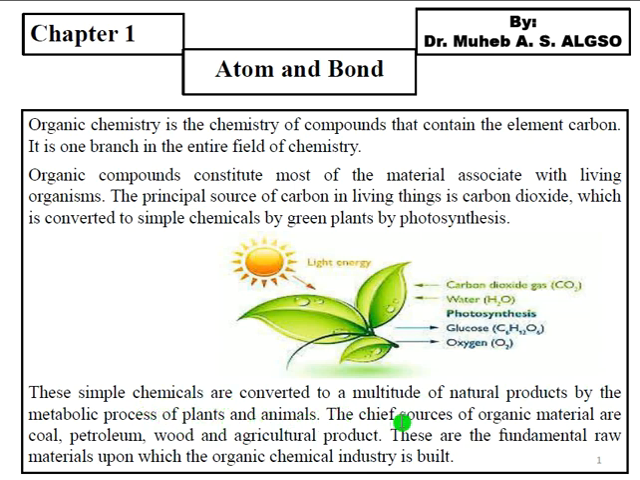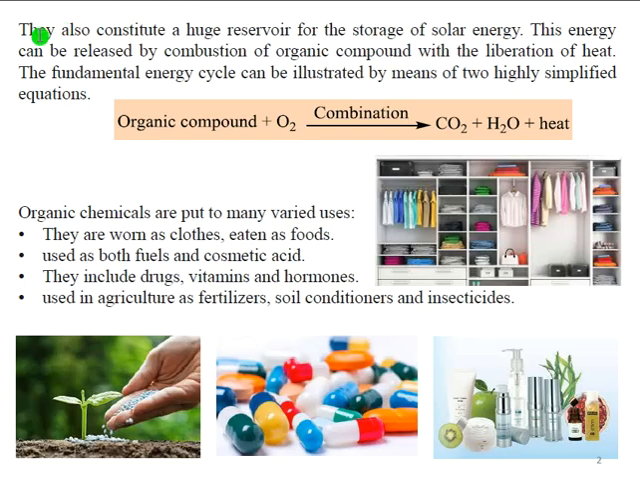The chief sources of organic material are coal, petroleum, wood, and agricultural products. These are fundamental raw materials upon which the organic chemical industry is built. They also constitute a huge reservoir for the storage of solar energy. This energy can be released by combustion of the organic compounds with the liberation of heat.